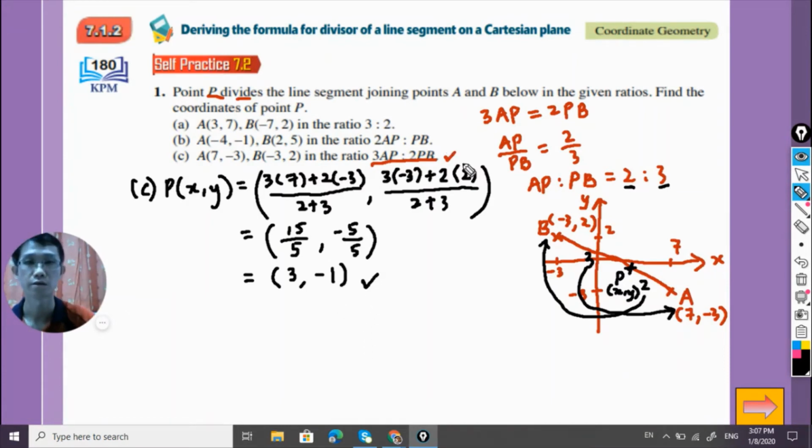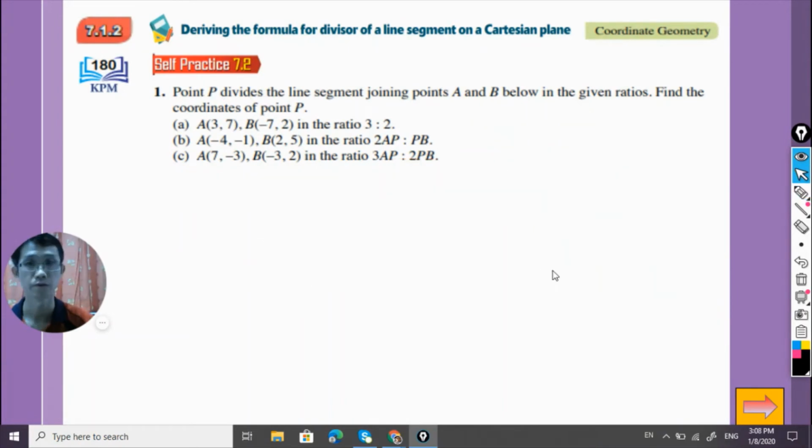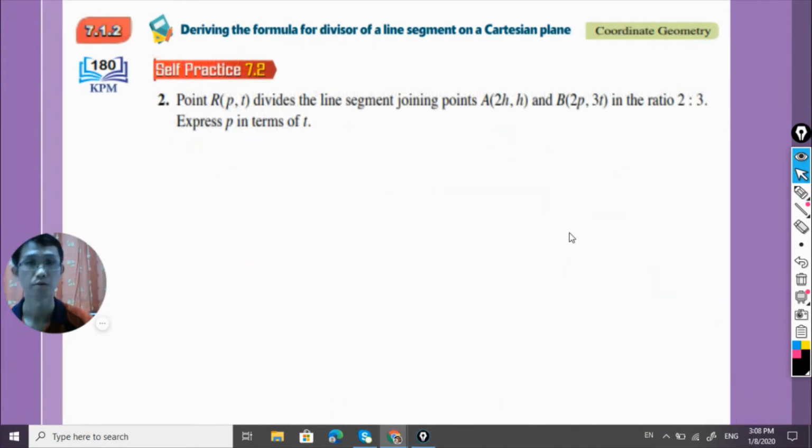So I think you follow the same steps as what I've done here. For A and B, you should be able to get the answer too. Okay, so let's move on to question number 2. Okay, before you try the rest of the questions in this exercise, section 3 and section 4.